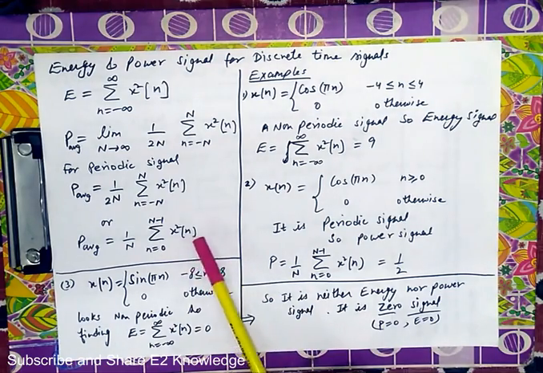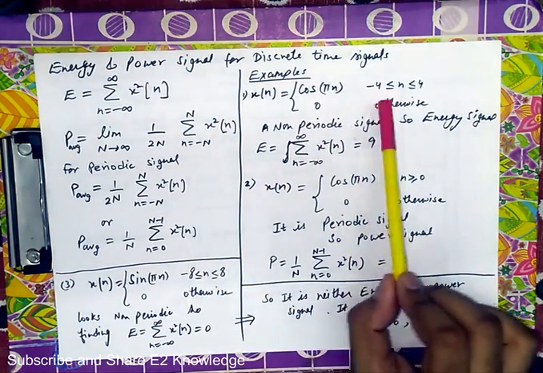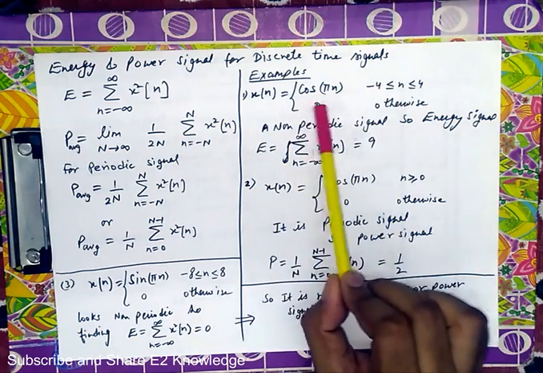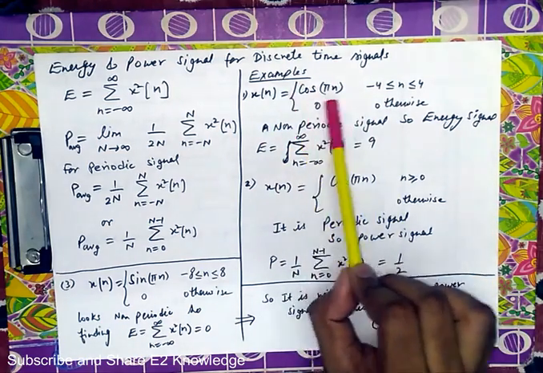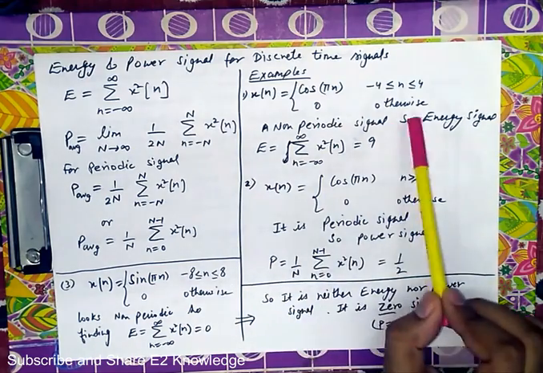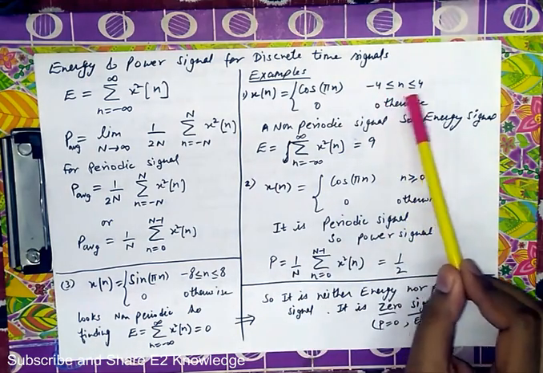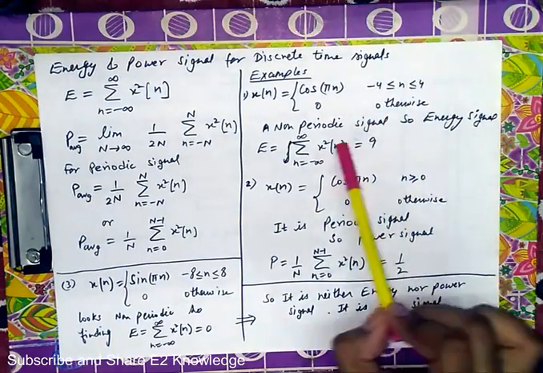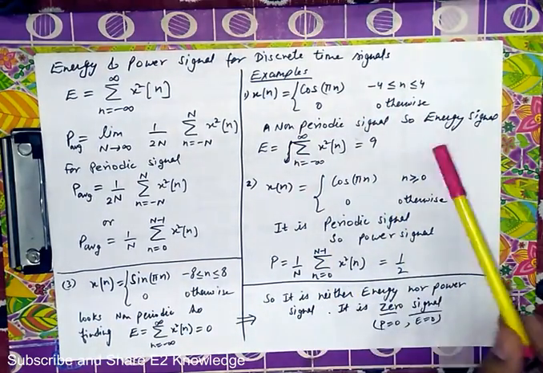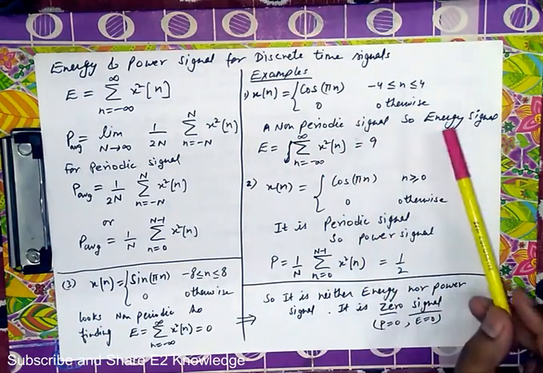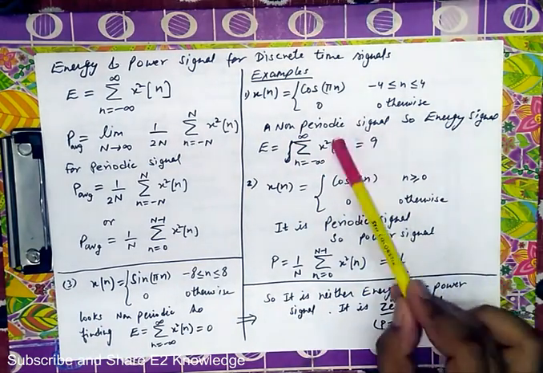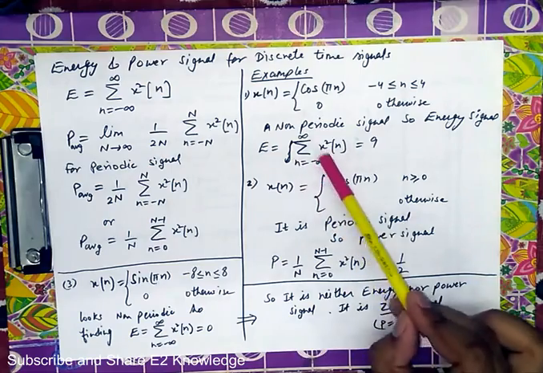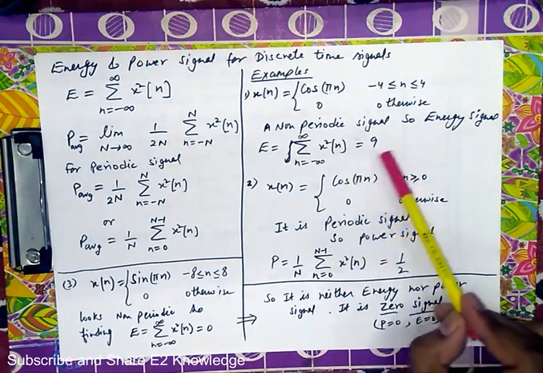Now some examples of discrete time signals. Suppose x[n] is cos pi n. Cos is a periodic signal, so it should be periodic, but the limits are minus 4 to 4. Now the limits are not up to infinite, so it is a non-periodic signal. So every non-periodic signal of this kind is an energy signal. Finding the energy of this signal, summation from minus infinite to infinite of x square n is equal to 9.